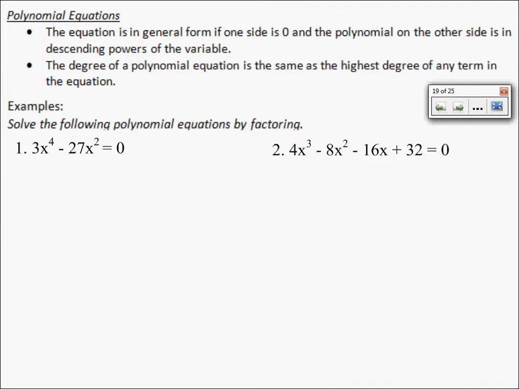So, for example, in number 1, we'd say the degree for that equation, 3x to the fourth minus 27x squared equals 0, would be 4 because the highest exponent on a variable is 4, meaning the degree is 4 for that polynomial equation. For 2, 4x to the third minus 8x squared minus 16x plus 32 equals 0, the degree would be 3 because 3 is the highest variable power.